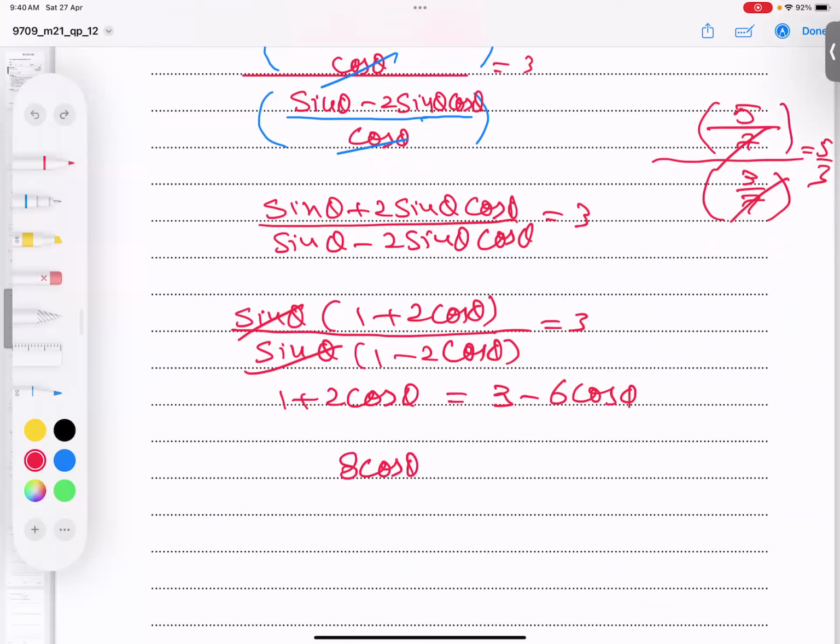This 1 will go and subtract. Out of 3, 1 gone, 2. So finally, I get a cos theta is equal to 1 over 4.